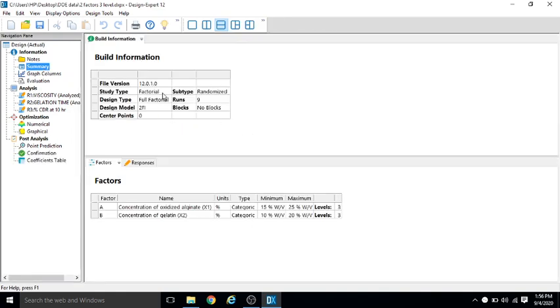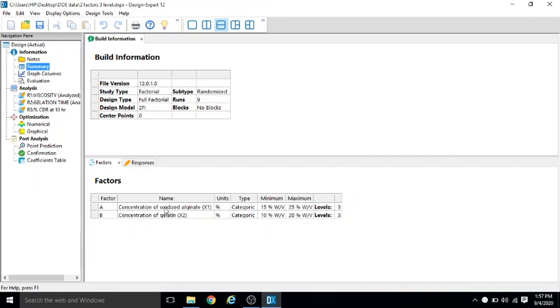So this is a factorial study, full factorial study. The design type is full factorial study. Design model is 2FI. So it has been selected by default by the software. So we cannot do much here. There are 9 possible runs, or you can say there are 9 possible formulations if we are using this particular design. There are no center points, and here you can see we have taken two different factors.